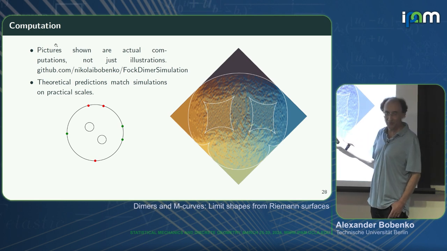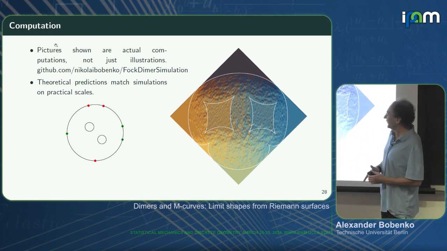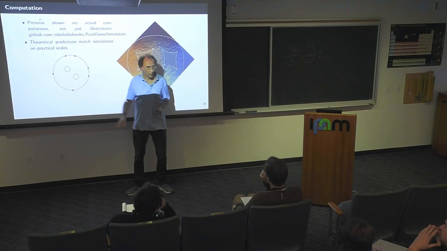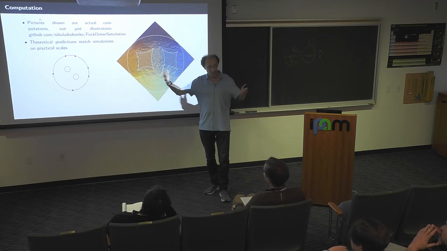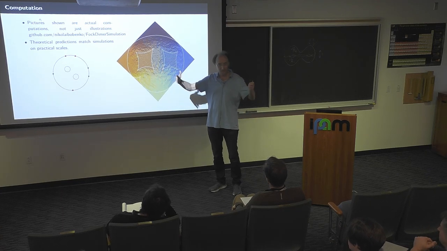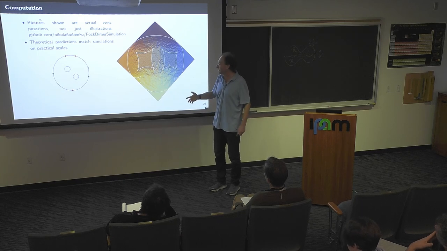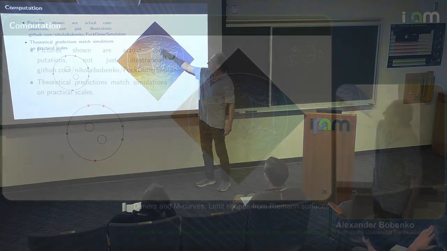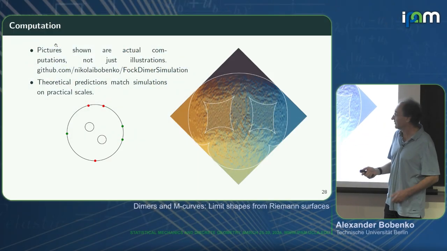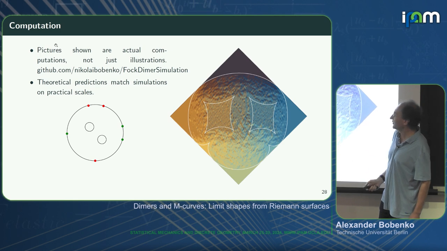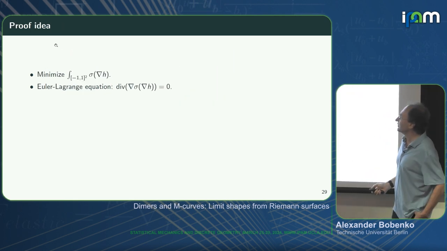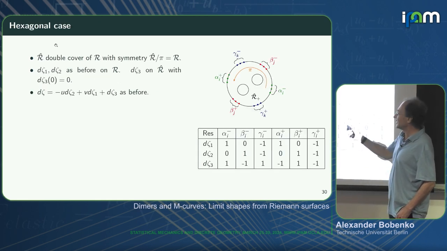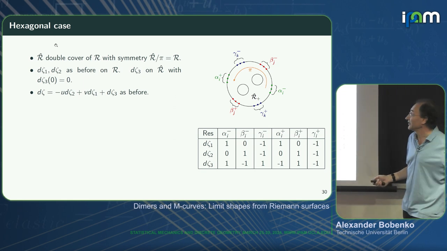So let me show you a couple of images. So this is our genus 2 surface. These are points. You can compute these weights using these formulas, which are quite complicated, but they're computable. Then run a simulation. That's the result of this simulation. And these are the arctic curves, which are predicted from this theory. You see they fit quite well together. And I will skip the proof. That's a variational proof, as I have explained. And just show you a couple of pictures in the hexagonal case.